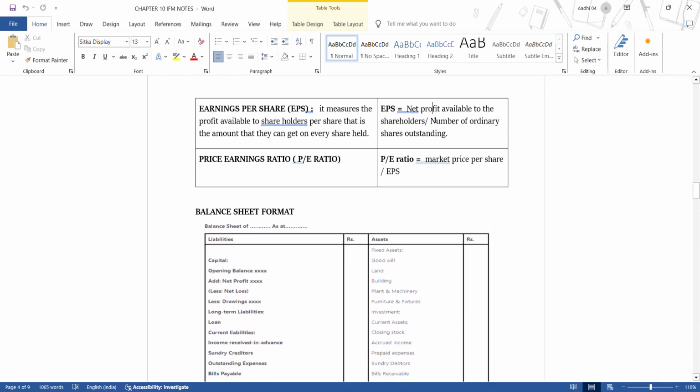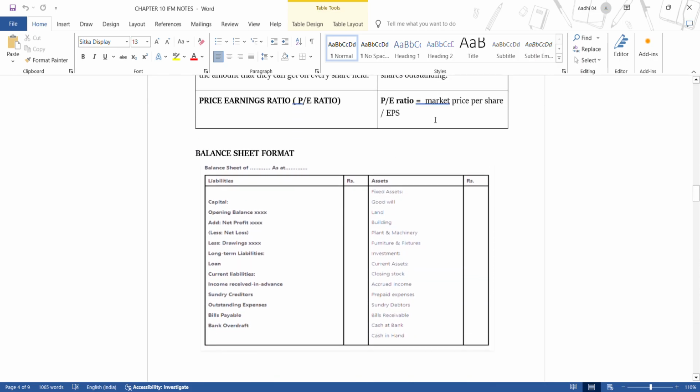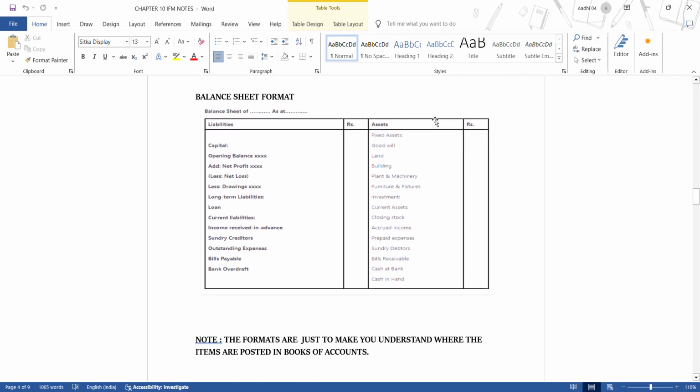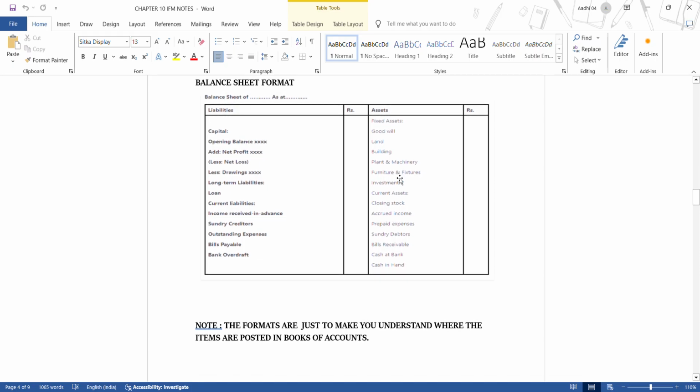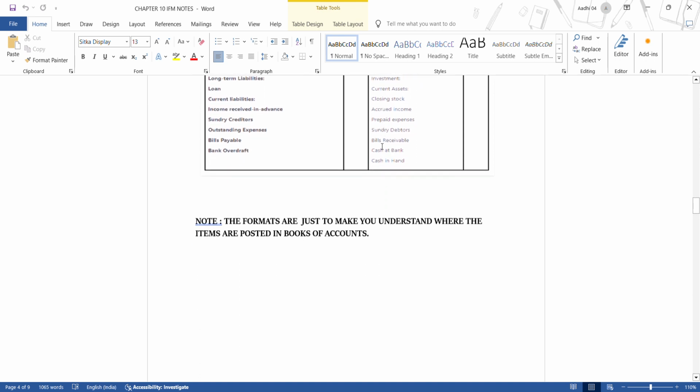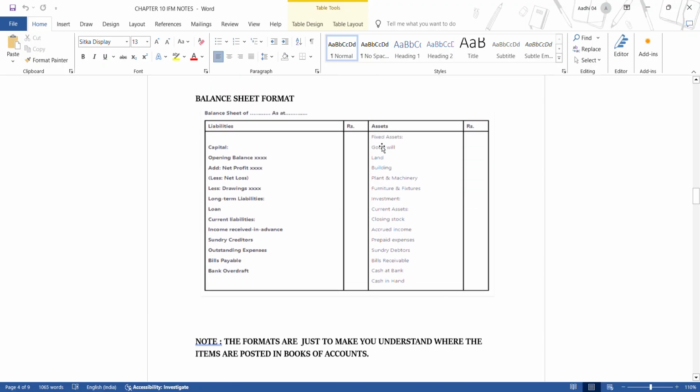Now moving on to the next topic, we are going to learn different types of accounts that are maintained by the company. Here I am giving you the format. All you have to do is understand where the items are falling, and do not learn by heart. Just understand where the items come in the balance sheet as well as the other two formats. Now starting with the balance sheet.